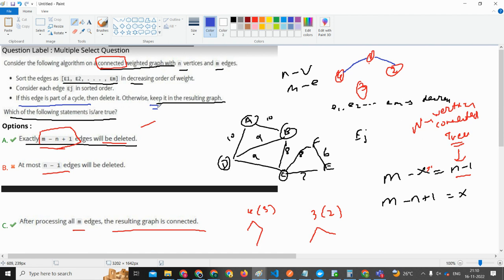Srivinay, so in that graph drawn, after processing all the edges, we have deleted the edge. The resulting graph is connected. That tree is connected, that is what we're talking about. Initially the entire graph was connected, right? All the vertices were reachable. From any vertex, you were able to reach any vertex. But initially there were cycles, because there are m edges and there are n vertices.